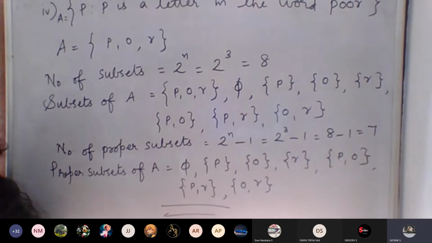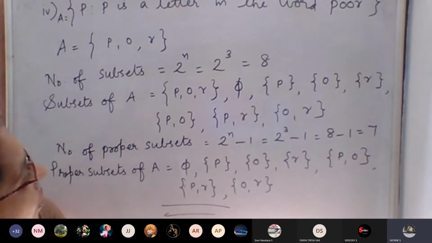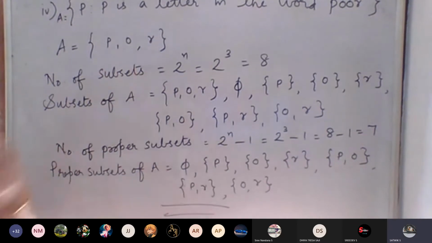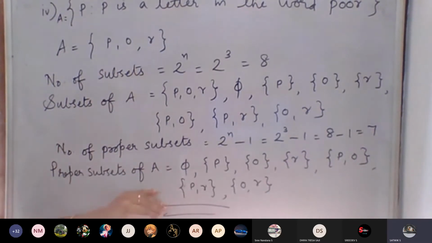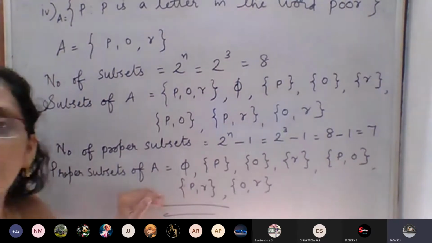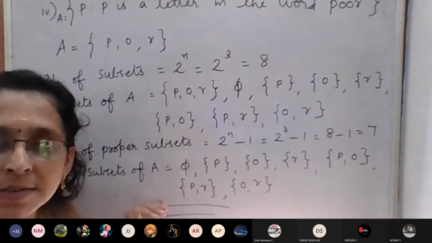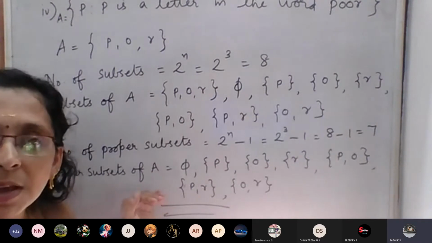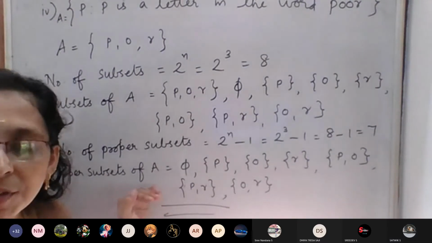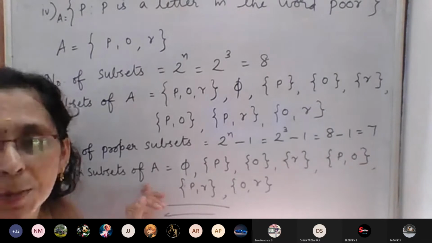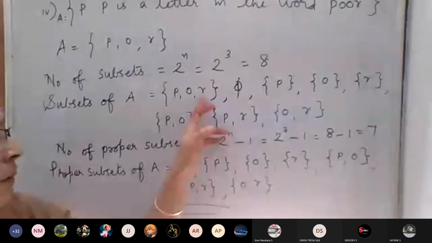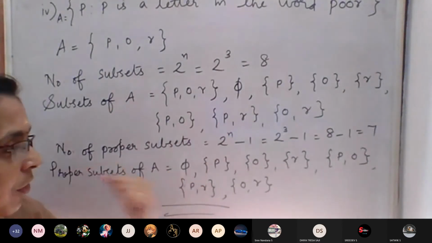Ma'am, at last, why are we not writing that first part, P O R? That's also a set. For proper subsets, we don't want to write that set. That is the difference between subset and proper subset. For subsets, we will write that set. For proper subsets, we won't write that.